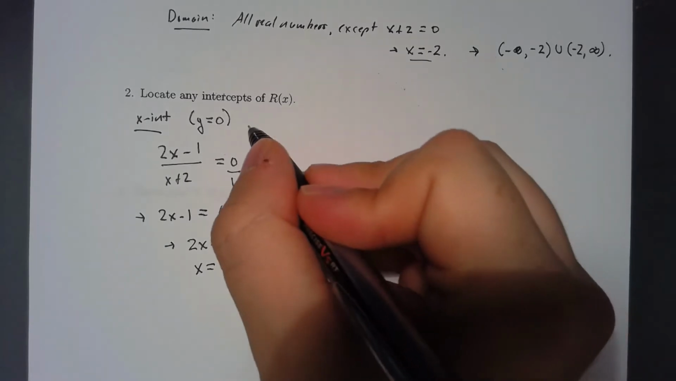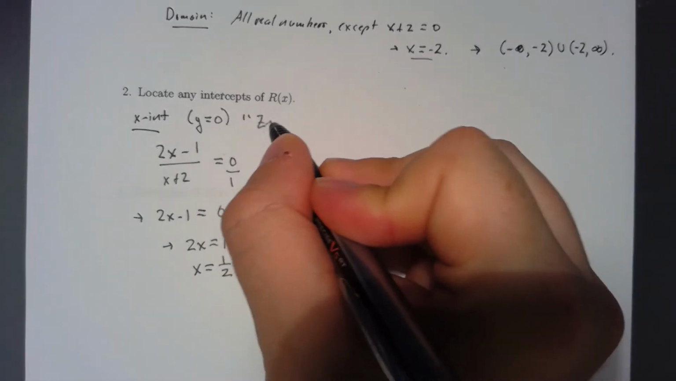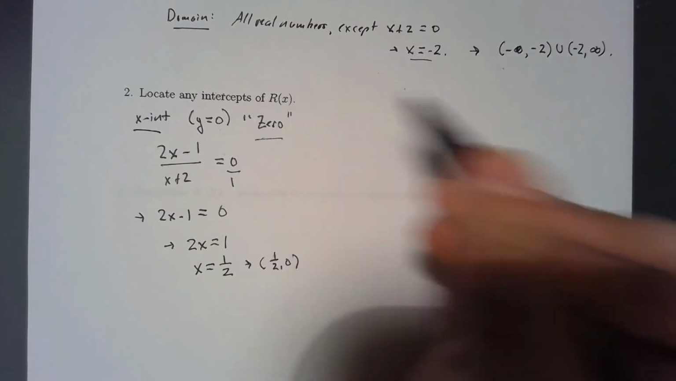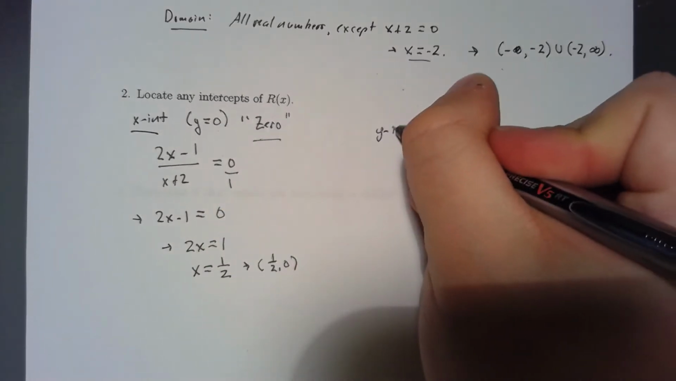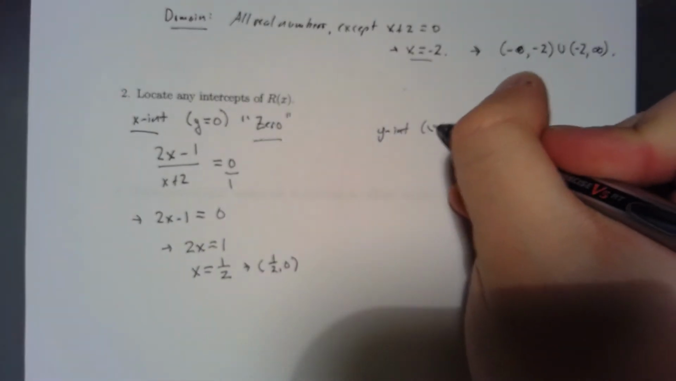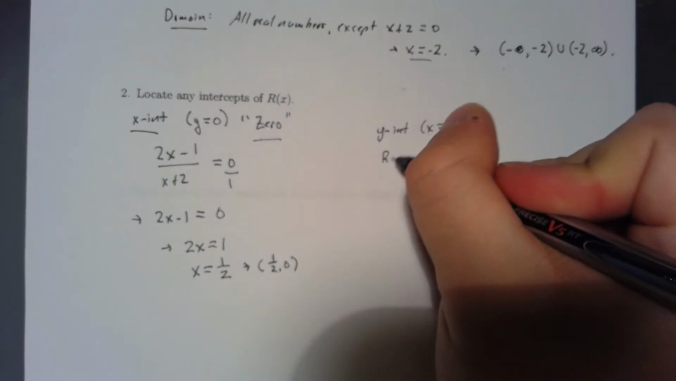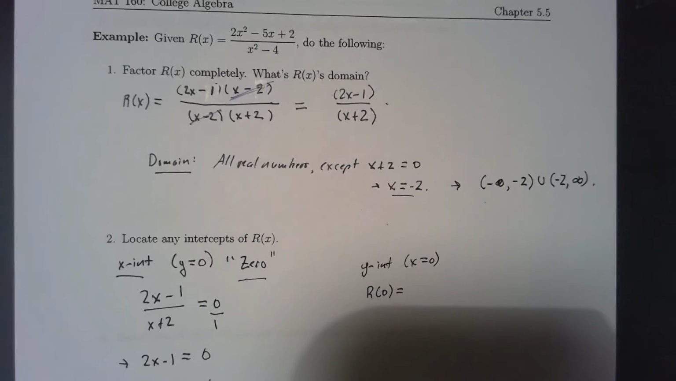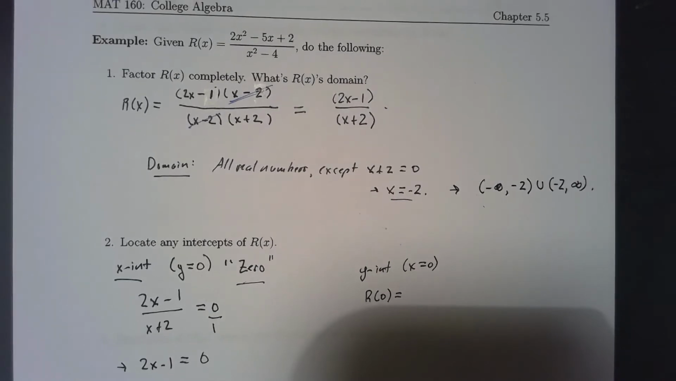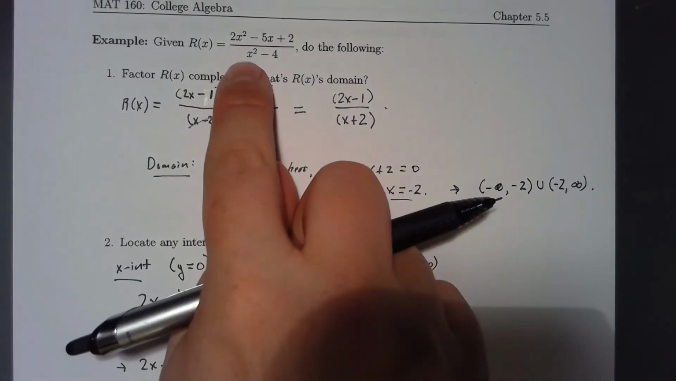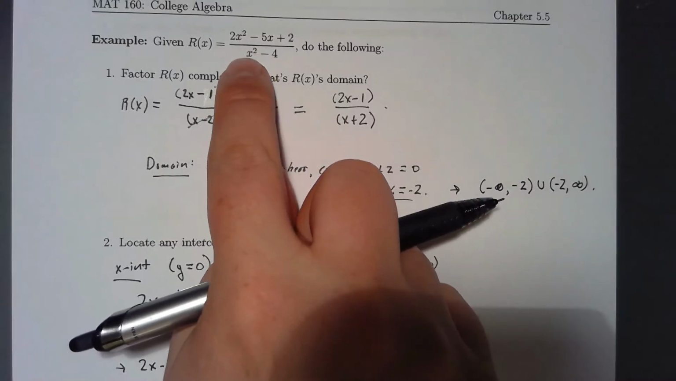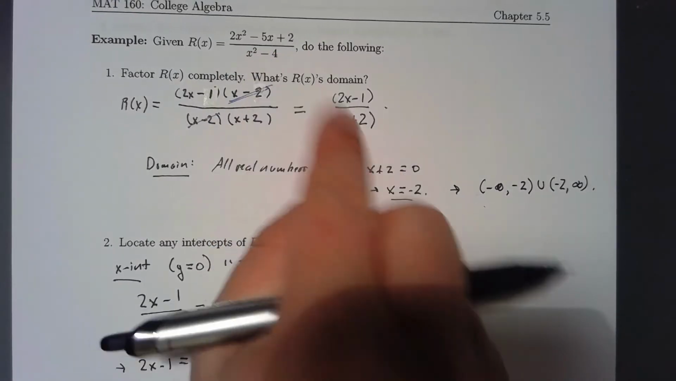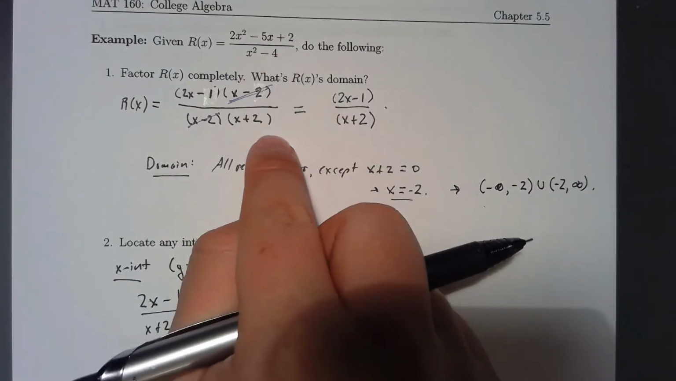Because that is a 0, I'm going to have to determine the multiplicity. Y-intercept is when x equals 0. Just plug in 0 into your function. So when you plug in 0 in here, you could plug it in here or here because they reduce to be the same thing.